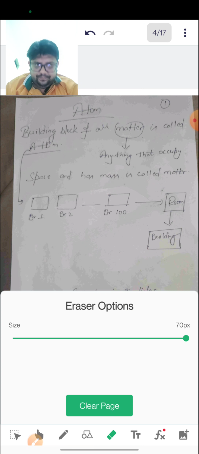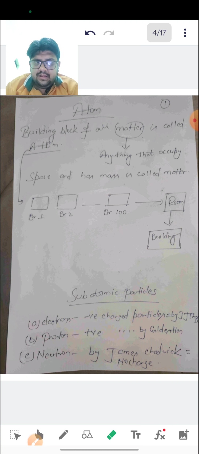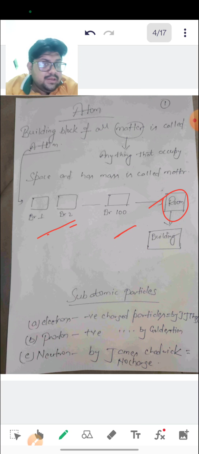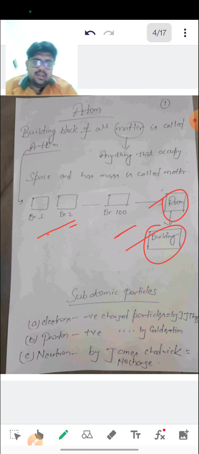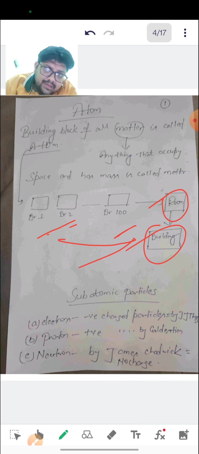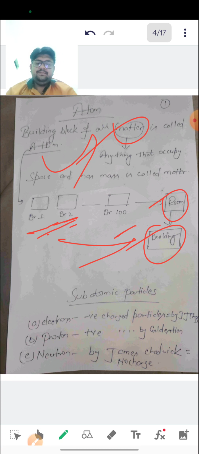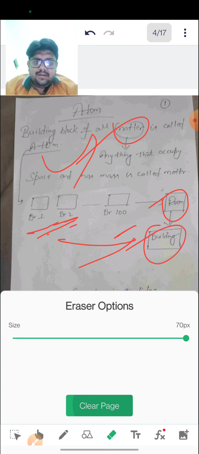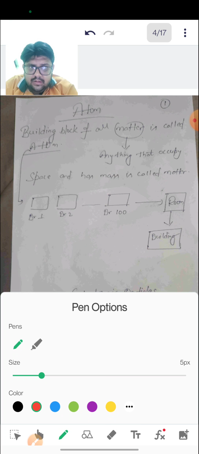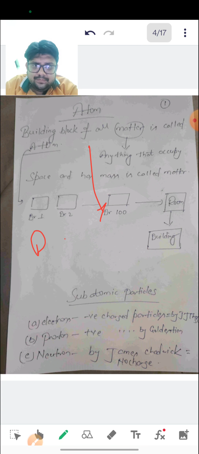Let us take a real life example. If we take brick 1, brick 2 and up to brick 100, when these bricks are arranged in a particular manner, a room is formed, and when these rooms are constructed in a particular manner, a building of this type is formed. For the formation of a building, the basic entity is the brick. Similarly, for the formation of matter, the basic entity is the atom. This theory was given by a British scientist named Dalton.